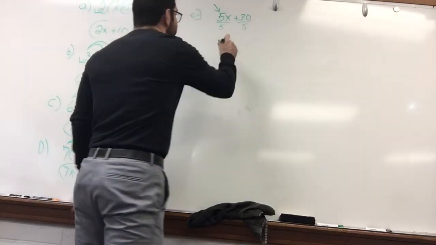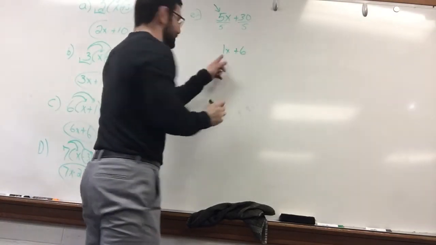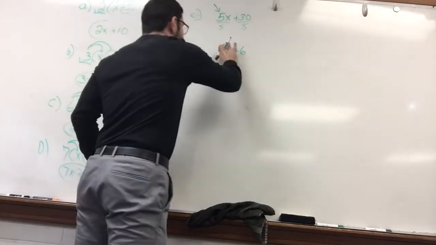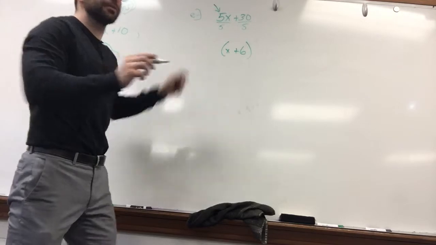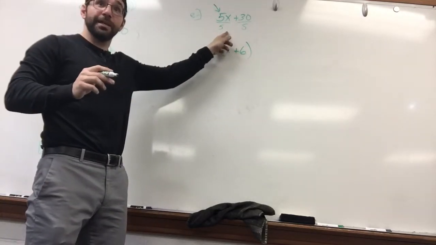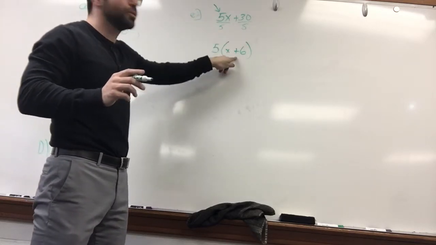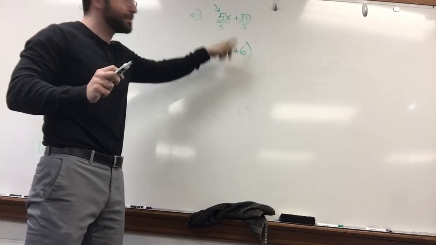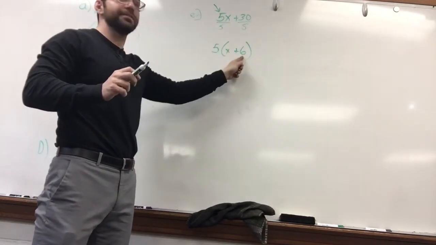5 divided by 5 is 1x. 30 divided by 5 is 6. Do I need to write 1x? No. But Jason already told us that he had a 5 out in front, because when we factor out, we're dividing the expression by 5. That number goes on the outside. We actually do the division on the inside of our parentheses. 5 divided by 5 is 1x. 30 divided by 5 is 6.